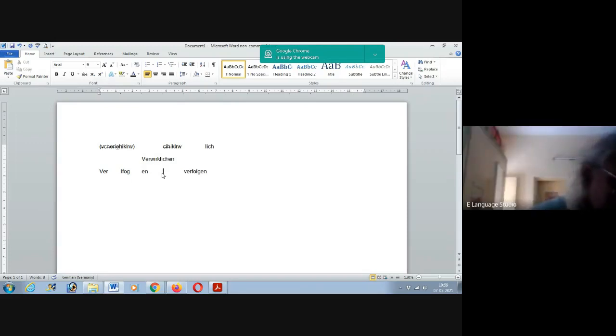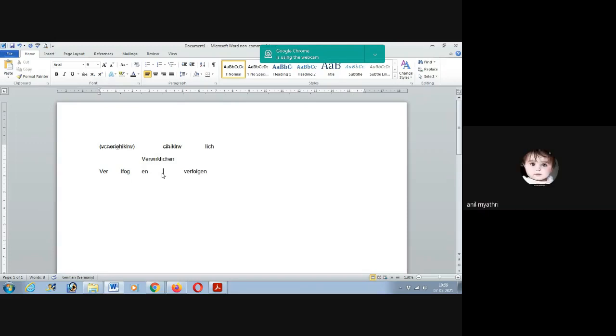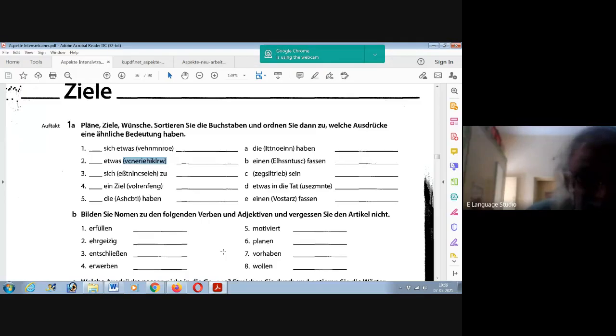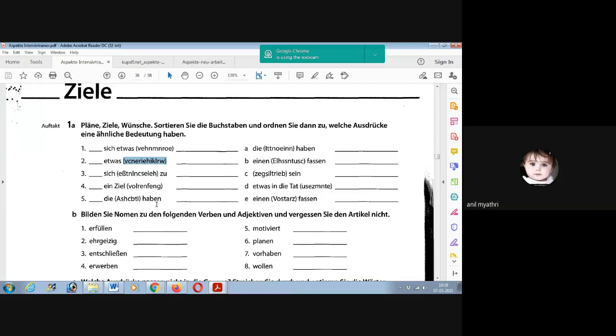Folgen. Ja, die fünfte ist einfach Absicht. Ja, das ist dann Absicht. Ja, Absicht. So die Absicht haben. Und okay, hier eintonen.